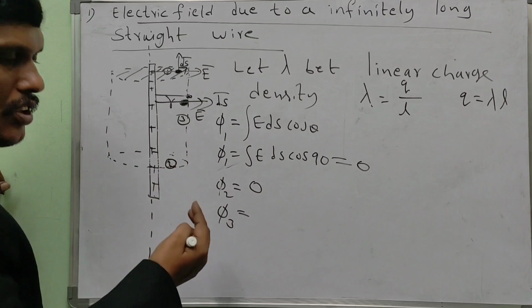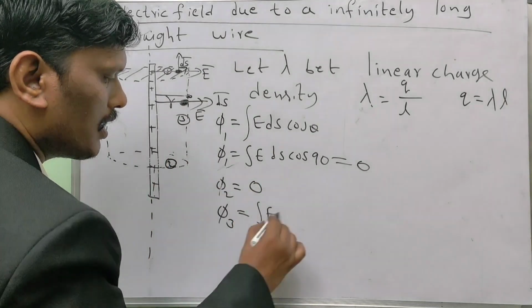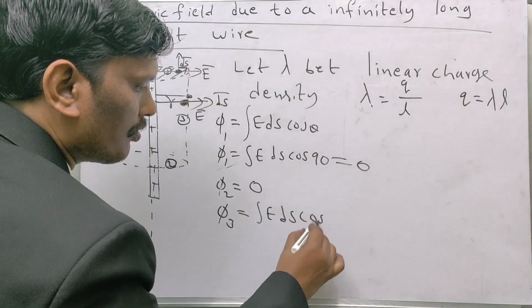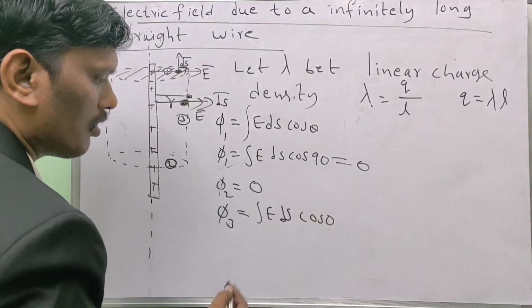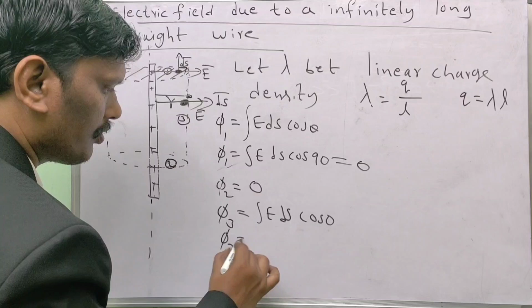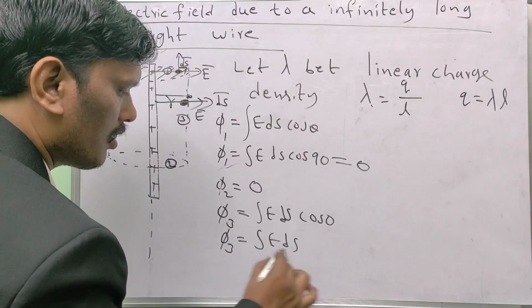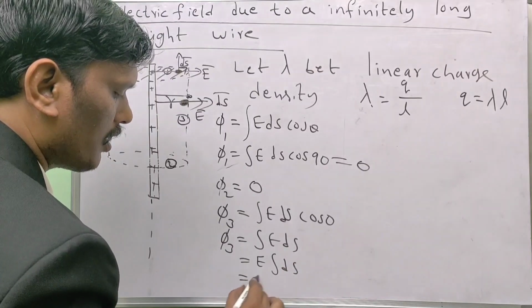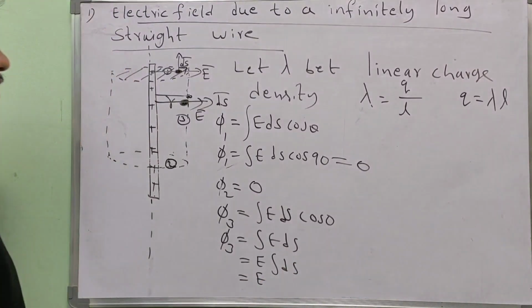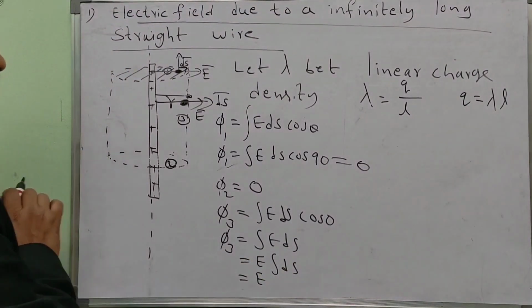Parallel vectors means theta is 0. At that time, integral E dS cos 0. Cos 0 value is 1. Then phi 3 is integral E dS. E is a constant, take it out. Then E times, what is the integral dS?